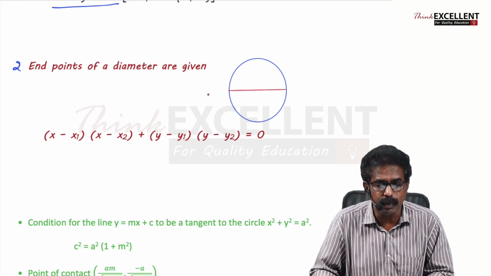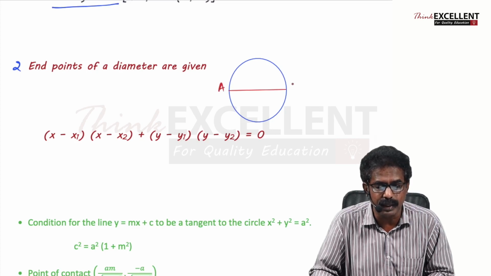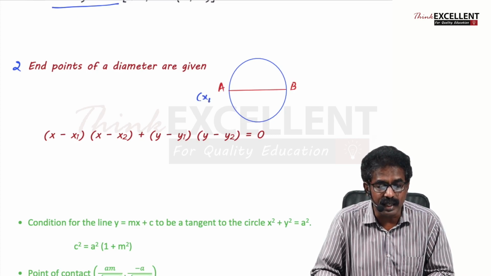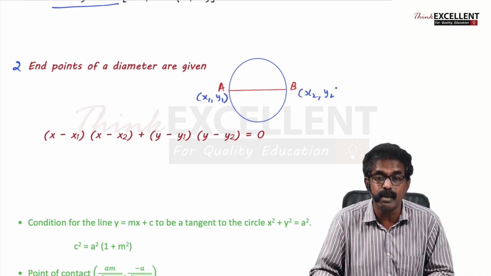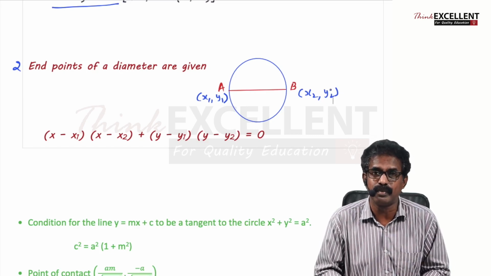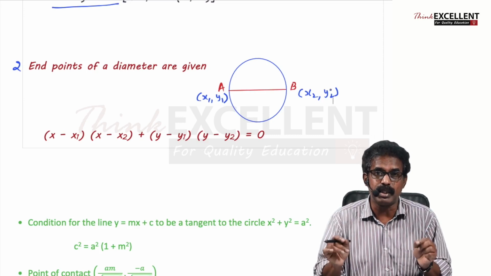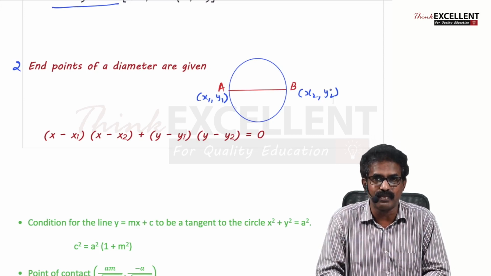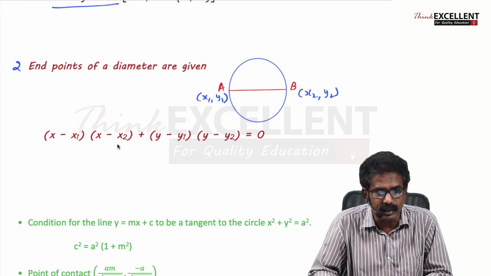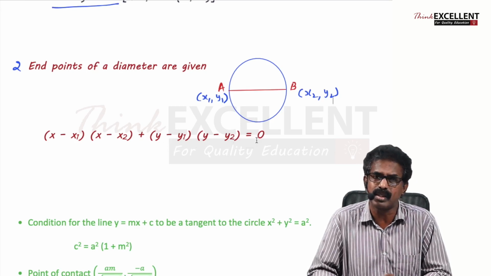I am taking the endpoints of the diameter as A and B. So here they give the coordinates of A, x1, y1, and the coordinates of B, x2, y2. The center is not given, the radius is not given, but the extremities of the diameter are given. Then the equation is (x minus x1)(x minus x2) plus (y minus y1)(y minus y2) equal to 0. That's all. Very simple thing.